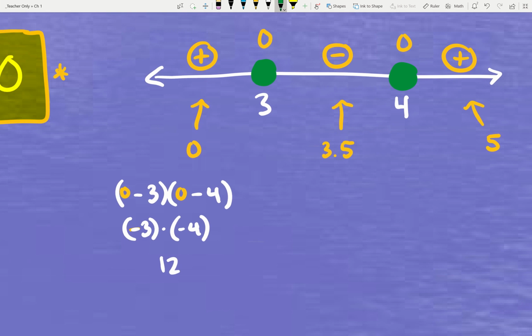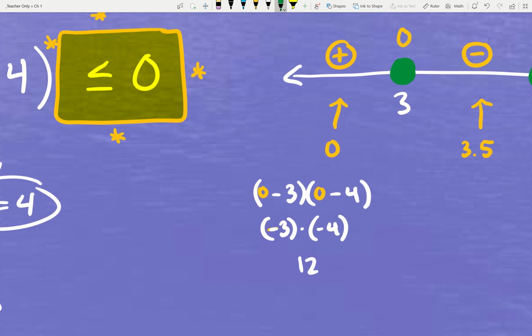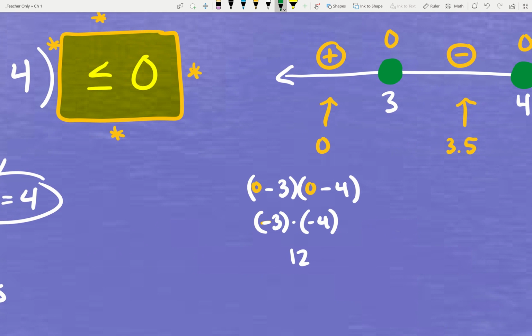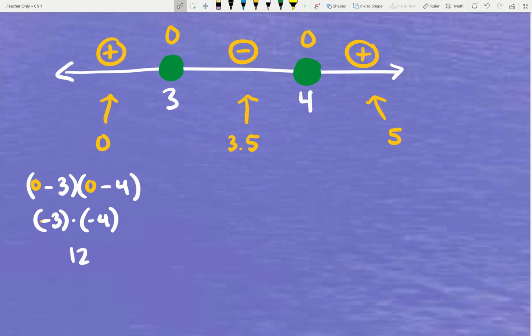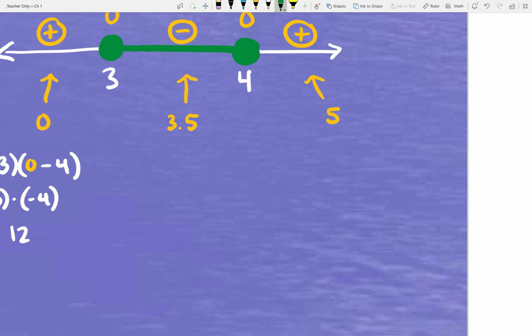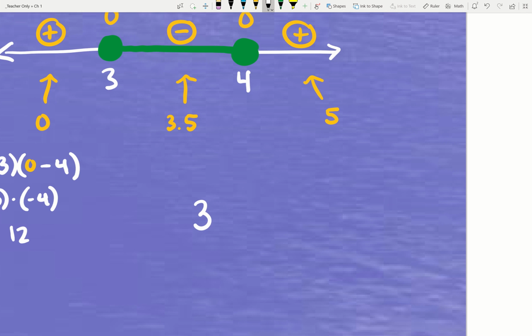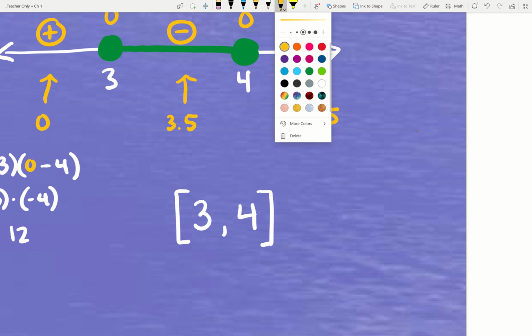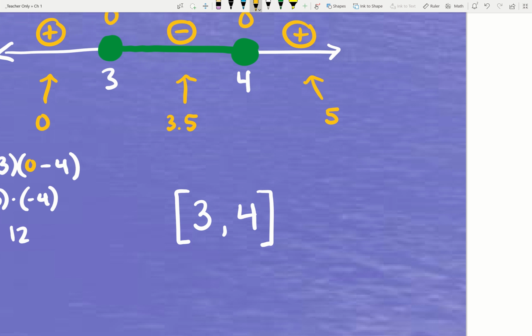And again, what do we want? In this diagram, we want to fit the description of being less than or equal to 0. We've already taken care of the equal to part by putting solid dots on 3 and 4, but we want to be less than 0, so I'm going to shade that middle region, okay, because that's where I'm negative. And then, of course, this is where we write our final solution set in interval notation. So I start at 3, I end at 4, and I do want to include these values, so I'm going to include them with square brackets, okay? And that represents my solution set for this problem.